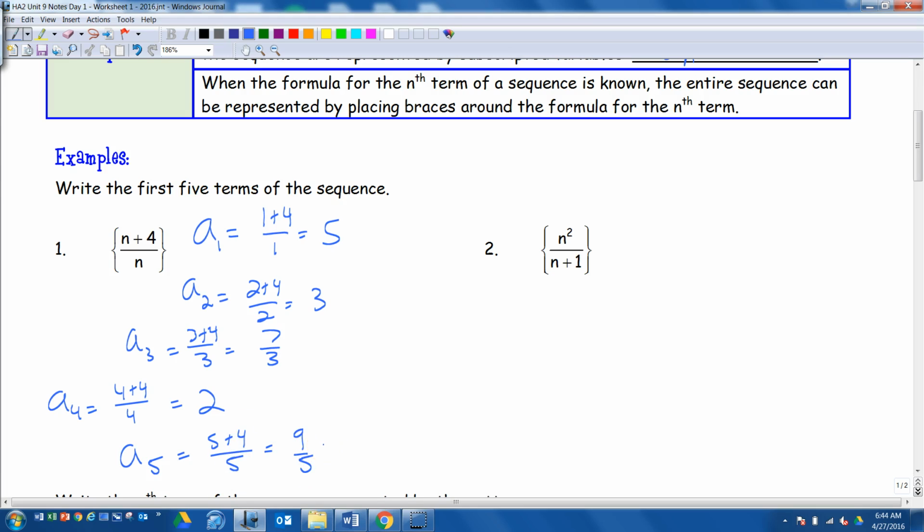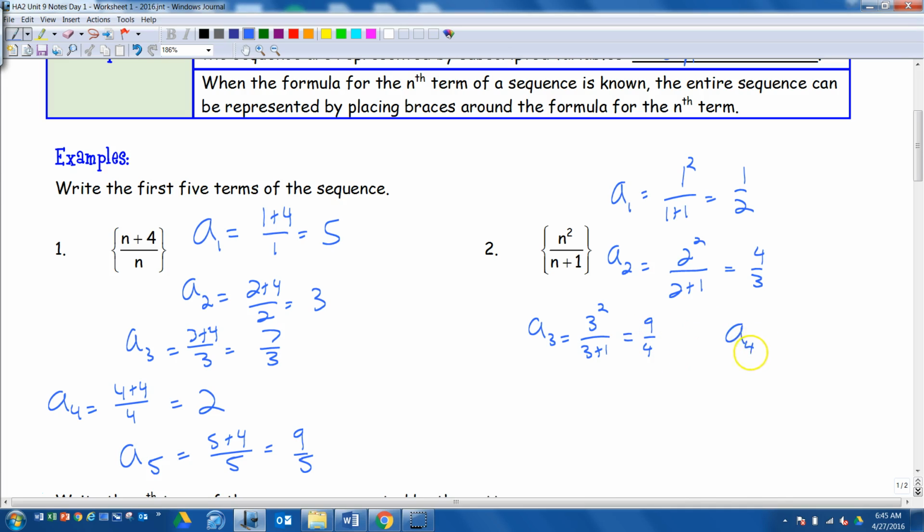Alright, you guys could try pausing the video and try this one if you need to. Again, find the first 5 terms. So the first term is when n is 1. You get 1/2. When you have the second term, it's when n is 2. You get 4/3. When n is 3, you get 9/4.